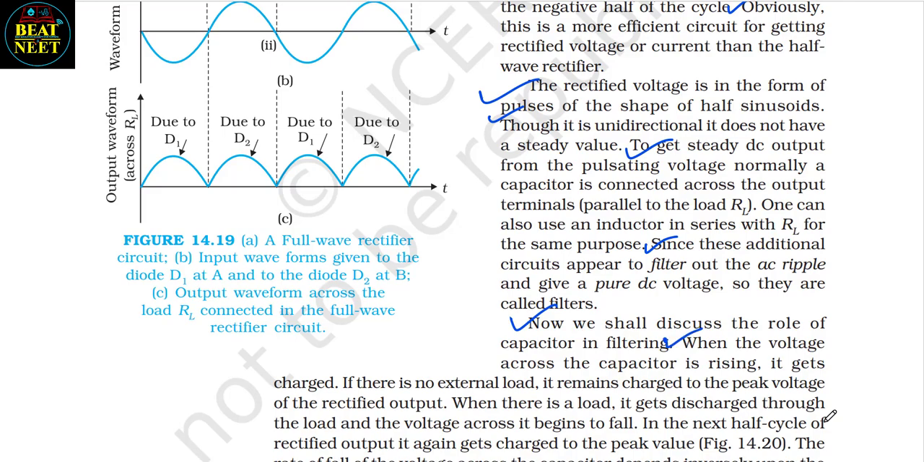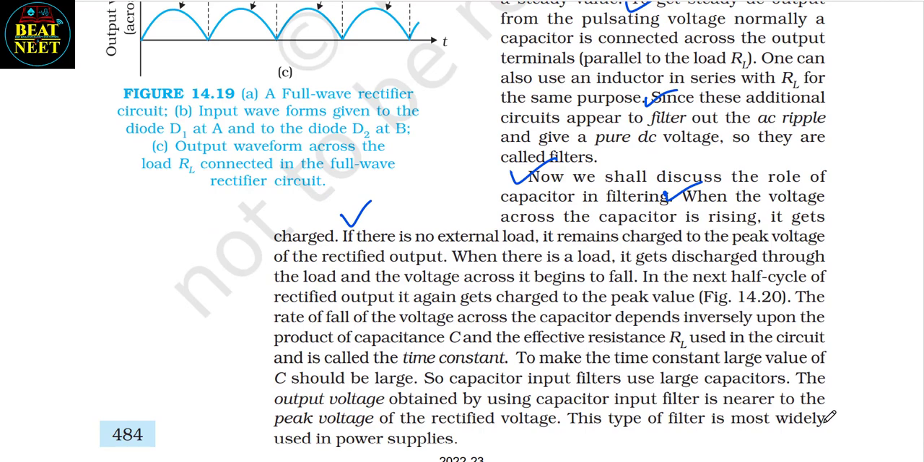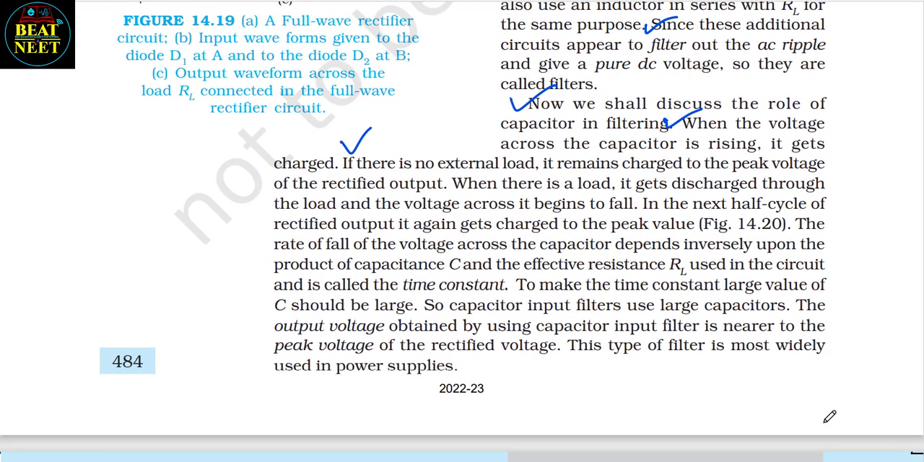Now we shall discuss the role of capacitor in filtering. When the voltage across the capacitor is rising, it gets charged. If there is no external load, it remains charged to the peak voltage of the rectified output. When there is a load, it gets discharged through the load and voltage across it begins to fall. In the next half cycle of rectified output, it again gets charged to the peak value, that is figure 14.20.